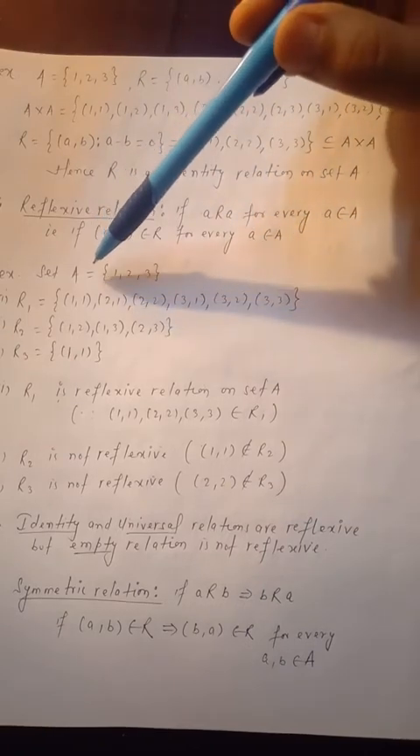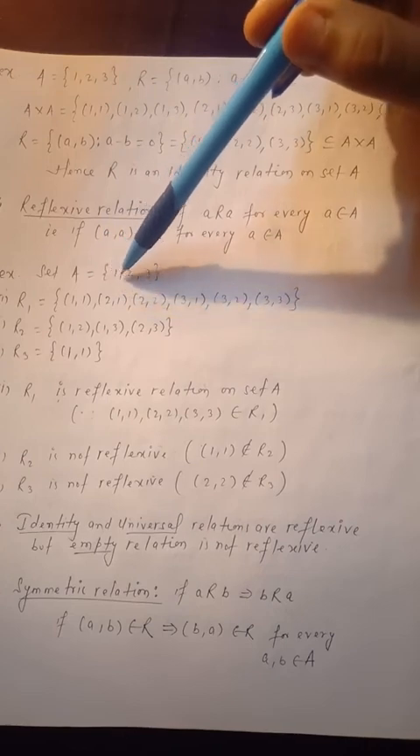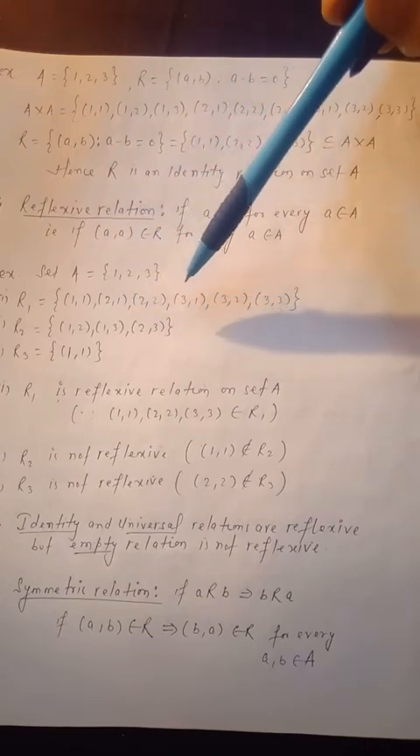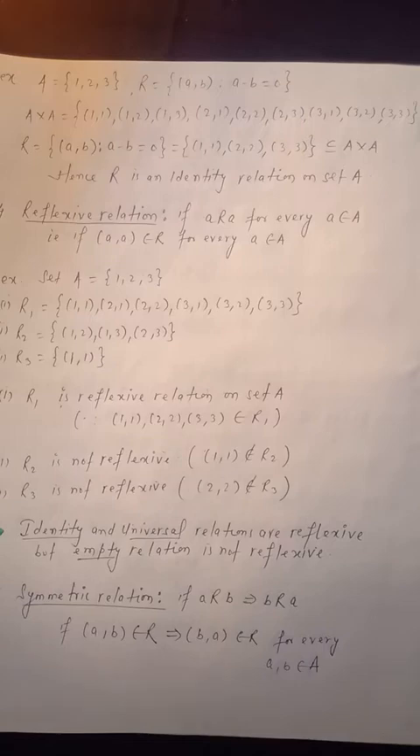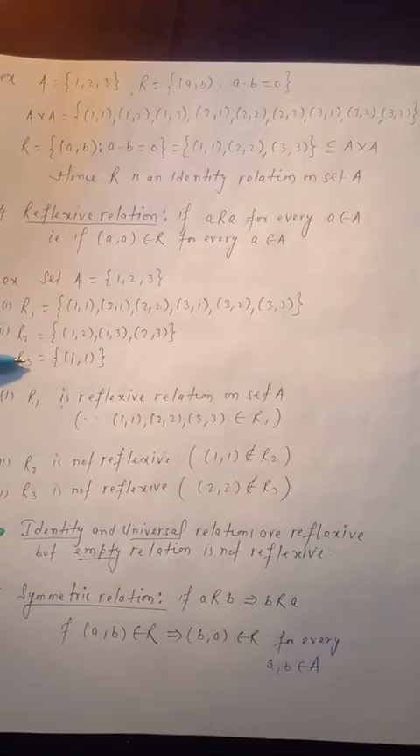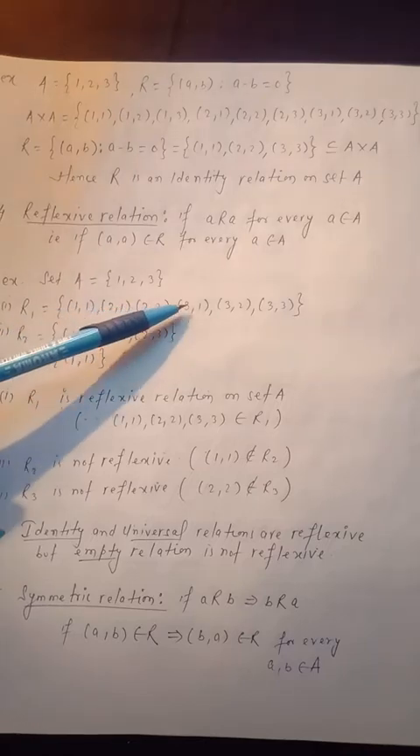Just take the set A as {1, 2, 3} and I have taken 3 different sets R1, R2 and R3. We have to check which one is reflexive and which one is not. So first take R1. In R1, the numbers (1, 1), (2, 1), (2, 2), (3, 1), (3, 2) and (3, 3) are present.